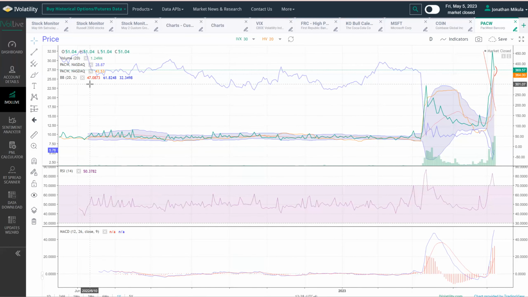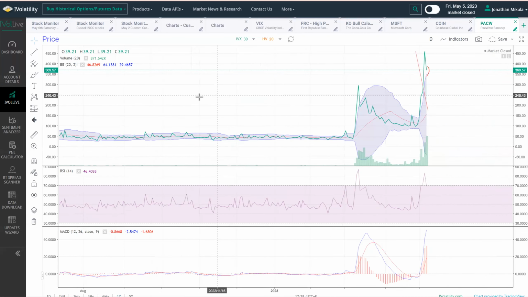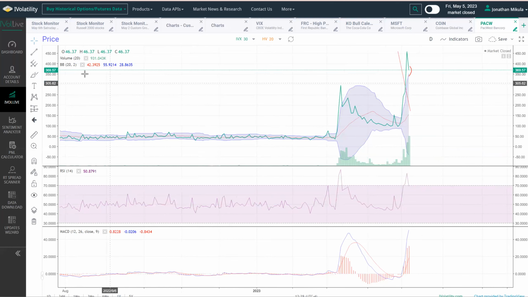Other cool things you can do, which I do all the time, if you wanted to isolate the implied vol, you're able to do that. I just click those little X's and now this green line is all we're looking at. But you can see PacWest was pretty boring for a long time. And then the banking crisis hit in March. And then look at that. It spiked way above the upper Bollinger Band on implied vol. And it's still trading above the upper Bollinger Band.